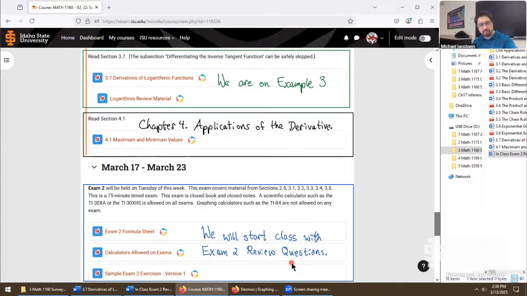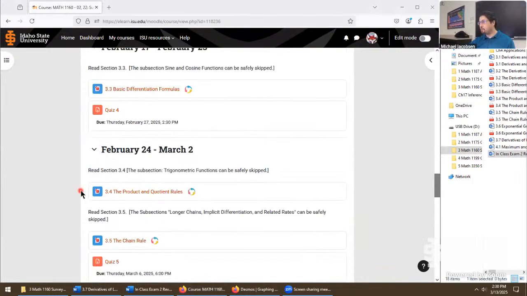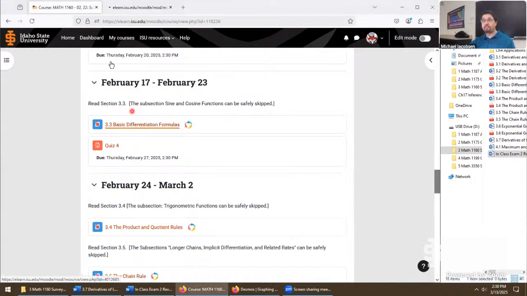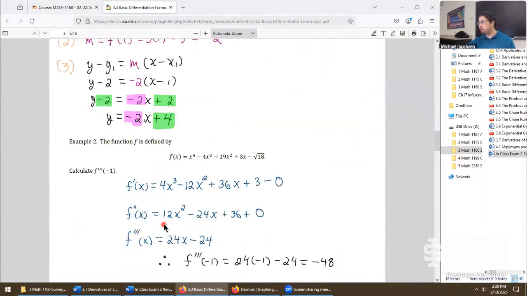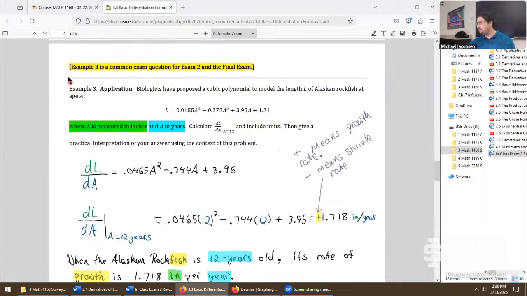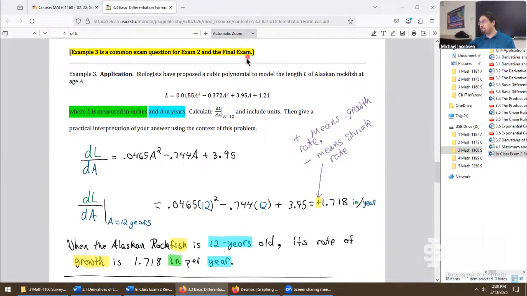I have a set of, looks like 2 derivatives, as well as an application problem, which is good because if you look through our notes, over here, section 3.3, I did make a massive hint relative to exam 2, and this is the massive hint right here. Example 3 is a very, very common application problem for our upcoming exam, and something like this will probably come back on the final exam.